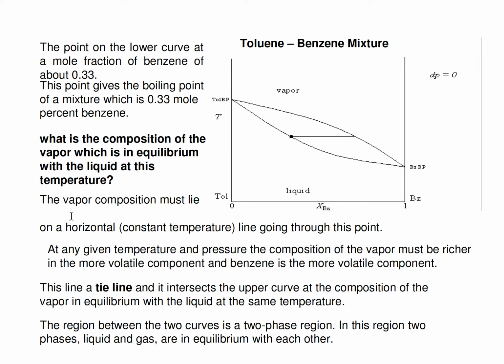At any given temperature and pressure, the composition of the vapor must be richer in the more volatile component, and benzene is the more volatile component. And this line is a tie line, and it intersects the upper curve at the composition of the vapor in equilibrium with the liquid at the same temperature. That is the same temperature here. So this is the point of the tie line. And the region between the two curves is the two-phase region. In this region, two phases, liquid and gas, are in equilibrium with each other.